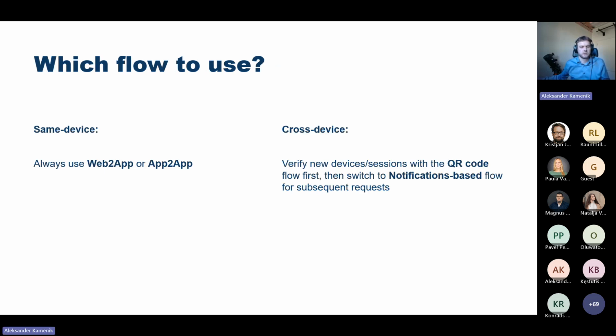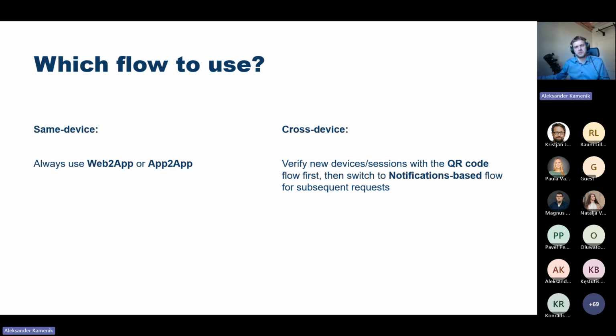Okay, so which flow to use? Rauni will later show you the documentation, and we have extensive documentation explaining what flow to use where and how. But the rule of thumb is, if it's the same device use case, use web to app or app to app as appropriate. And if it's cross-device, then use the QR code flow whenever you see a new device or a new browser for that specific user.